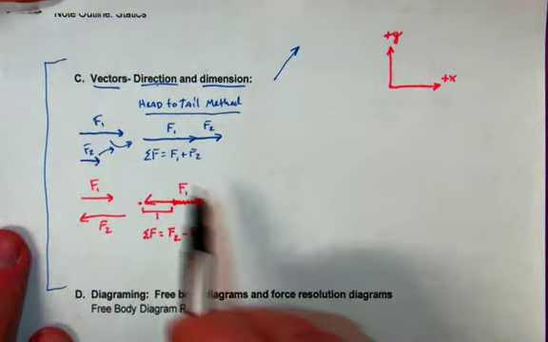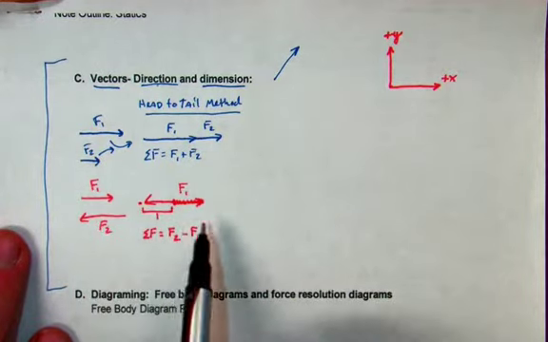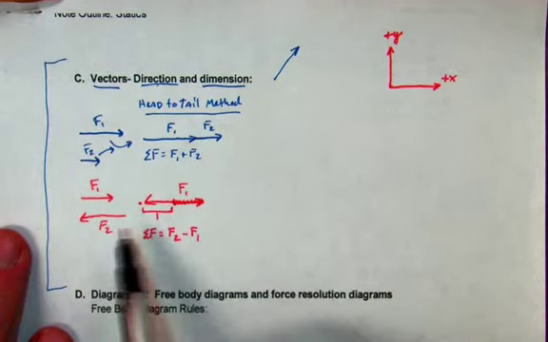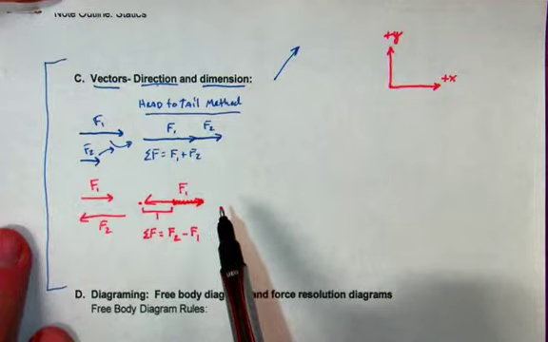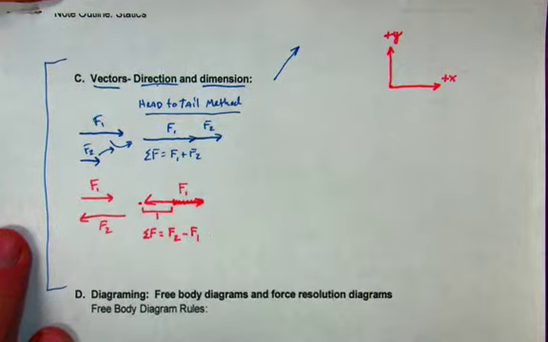Okay? Now, you don't have to do it this way. You can just look at the numbers, but the arrows make it very easy to keep track of what should be positive, what should be negative, what you subtract, what you add, etc.